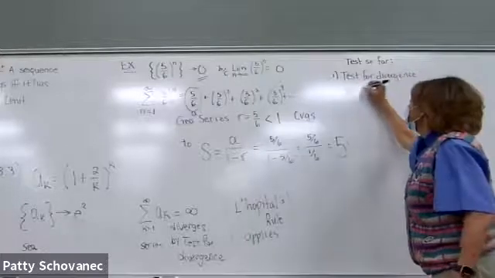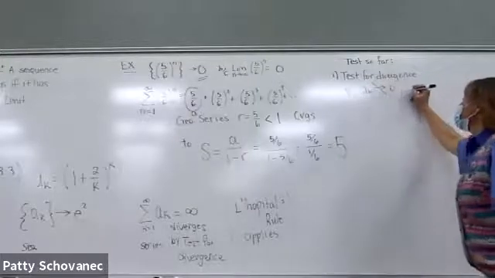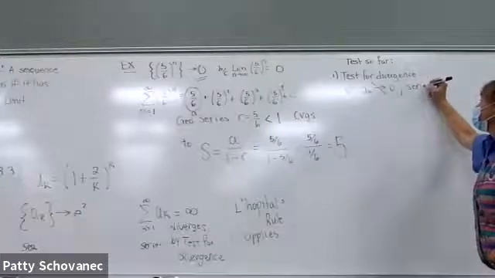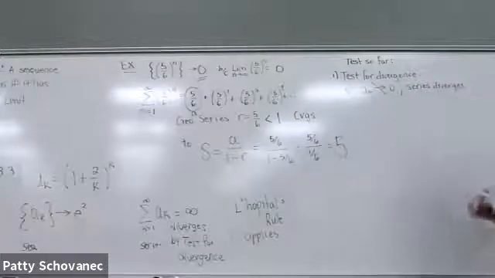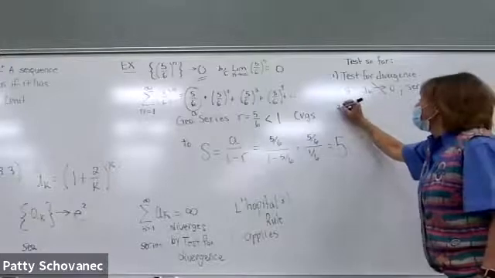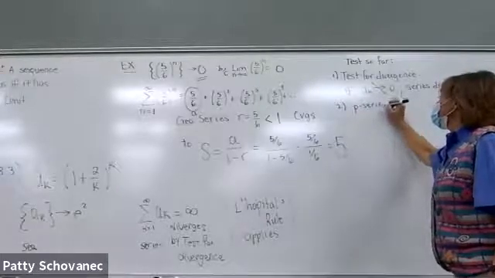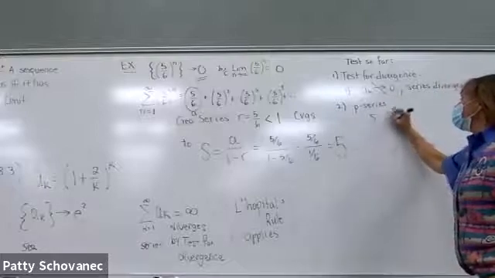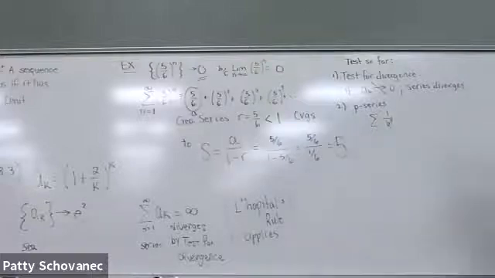If the a_k terms do not go to 0, then the series diverges. If the terms do go to 0, you try something else. You look for a p-series. A p-series looks like 1 over k to the p power. p is a fixed number, k is the counter.